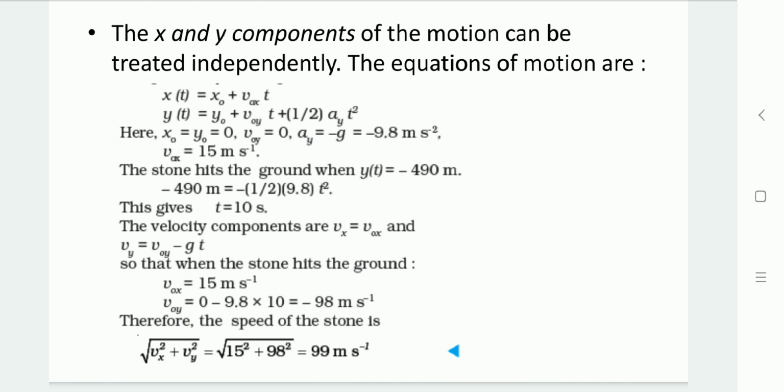So the total speed of the stone v equals the square root of vx square plus vy square. vx is given as 15, so 15 square plus vy, which we have calculated just before as 98, so 98 square. So the resultant velocity we get is 99 meters per second.